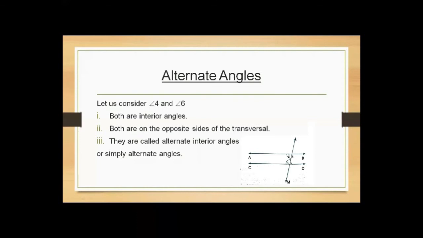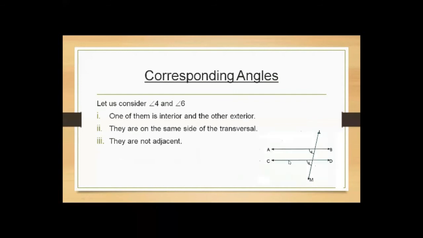Here we take the pair of angles. Angle 4 and angle 6 are the alternate angles, and also angle 3 and angle 5 are the alternate angles. Now here we have corresponding angles. What are corresponding angles? Let us consider angle 4 and angle 6.